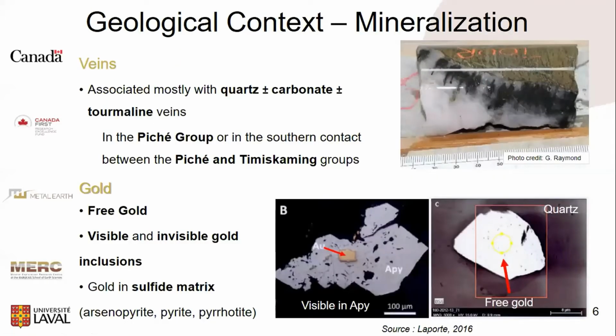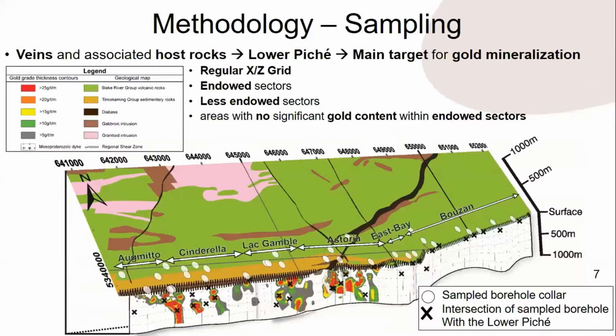The mineralization is mostly located in veins of quartz, carbonate, tourmaline stockworks within the Piché group or in the southern contact between the Piché and Timiskaming groups. And gold is found as free gold, visible and invisible gold inclusions, or even as gold in sulfide matrix, such as arsenopyrite, pyrite, and pyrrhotite.